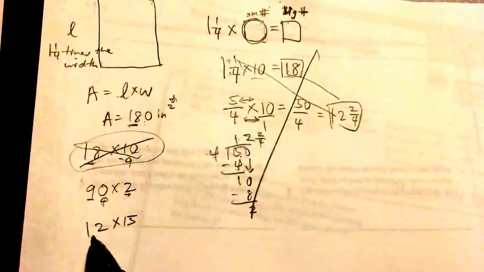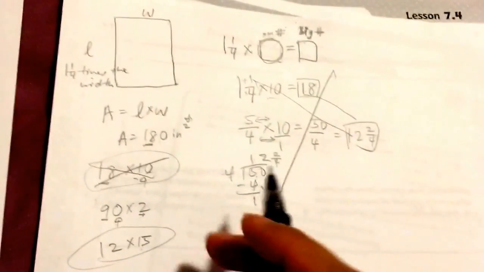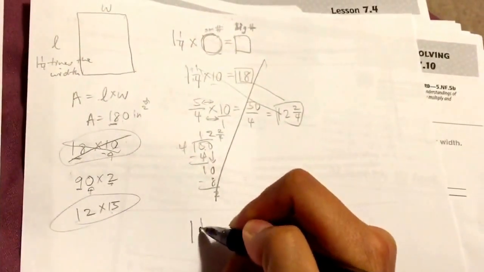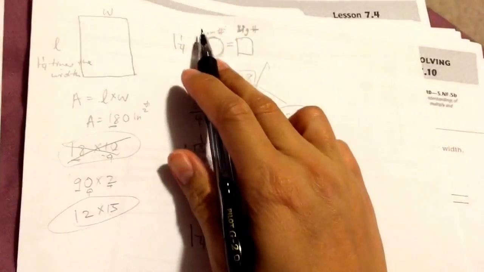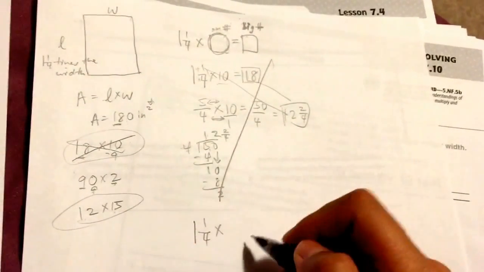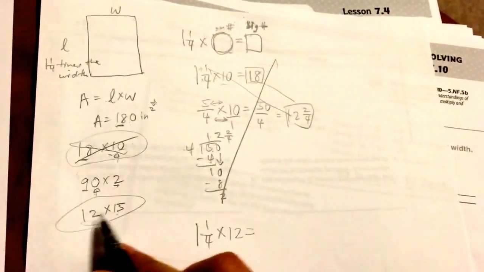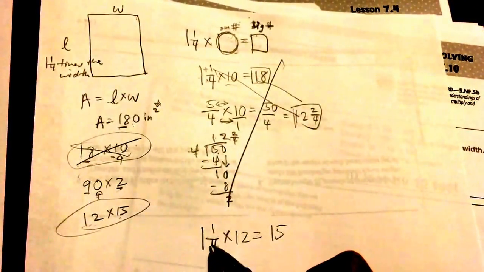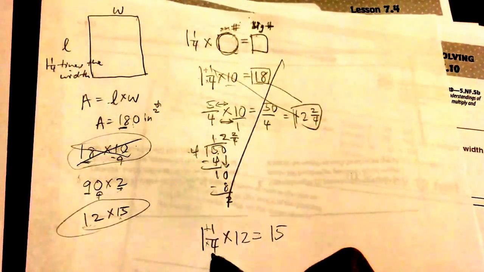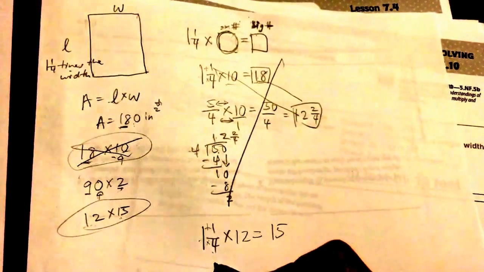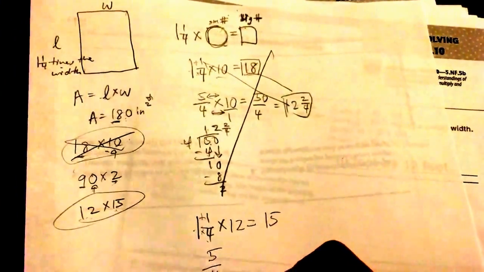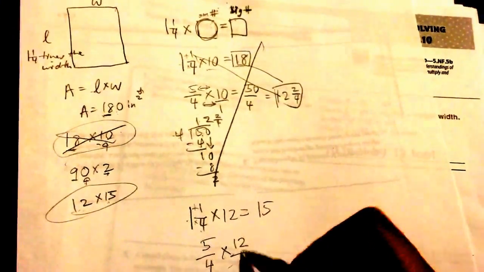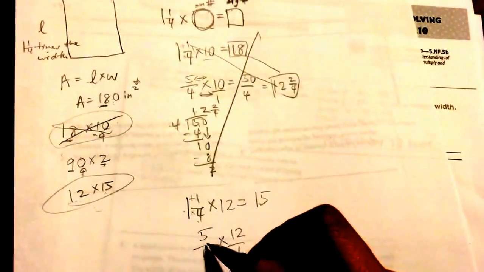For purposes of what I want to accomplish, I'm going to try 12 and 15 next. So let's try 1 and 1/4 times the smaller number, which is 12, equals the bigger number, which is 15. Let's see. 4 times 1 plus 1. 4 times 1 is 4, plus 1 is 5. The denominator stays the same. 5/4 times 12 over 1. If this equals 15, this is the correct answer.